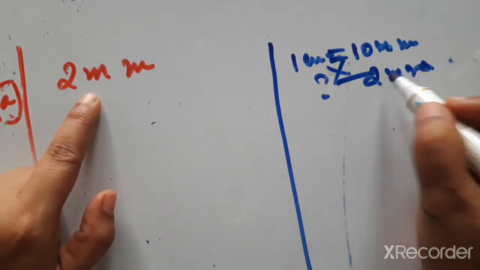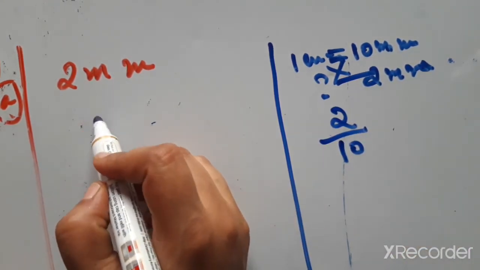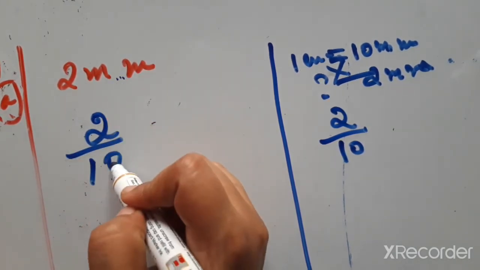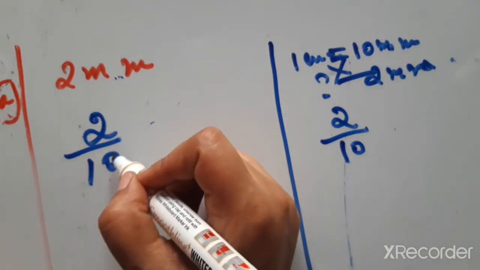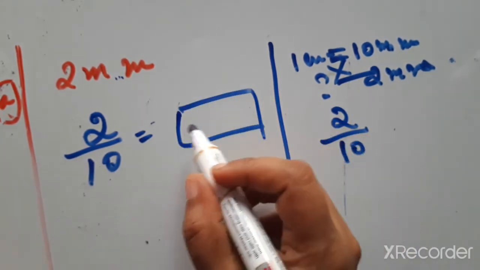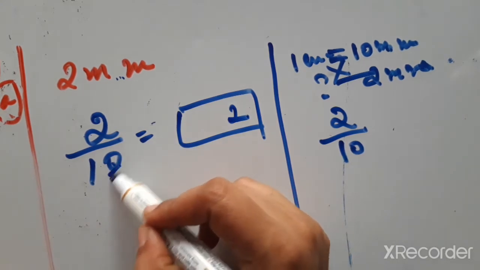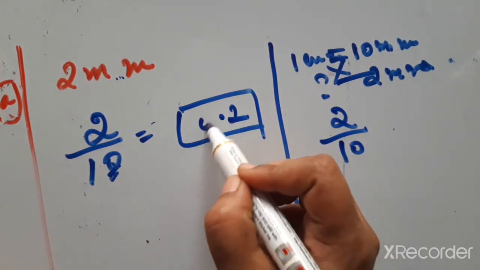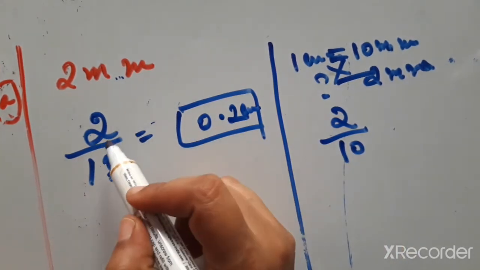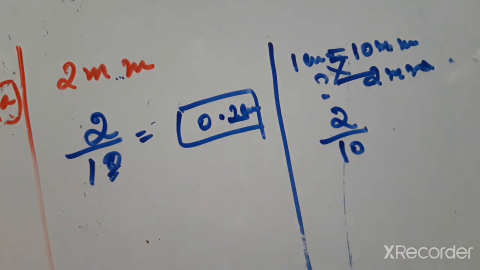Cross multiply: 1 into 2 is 2 by 10. So converting millimeter into centimeter means we have to divide by 10. 2 by 10. What is 2 by 10 in decimal form? 2 as it is, and 10 means after one number, put the point. So 0.2 centimeter, or divide and check, you get the same answer, 0.2 centimeter.